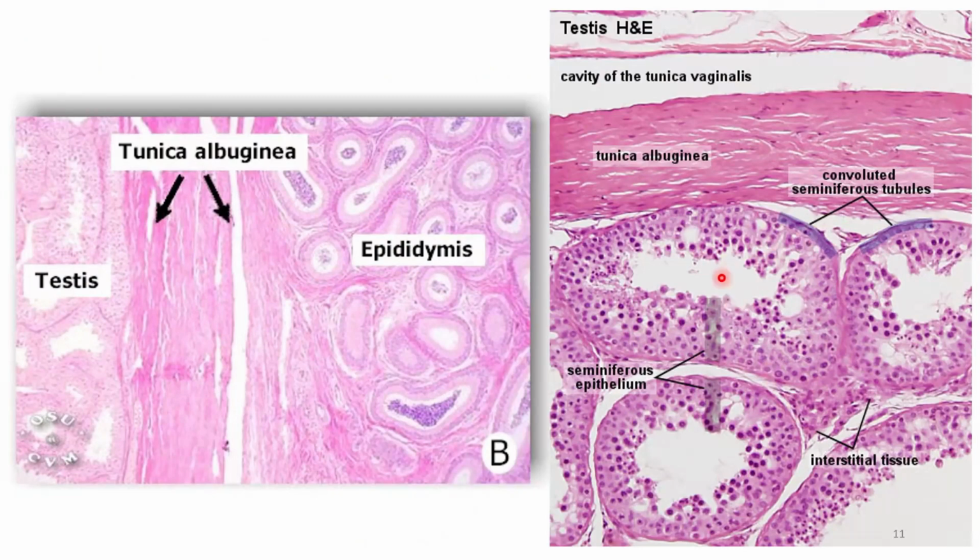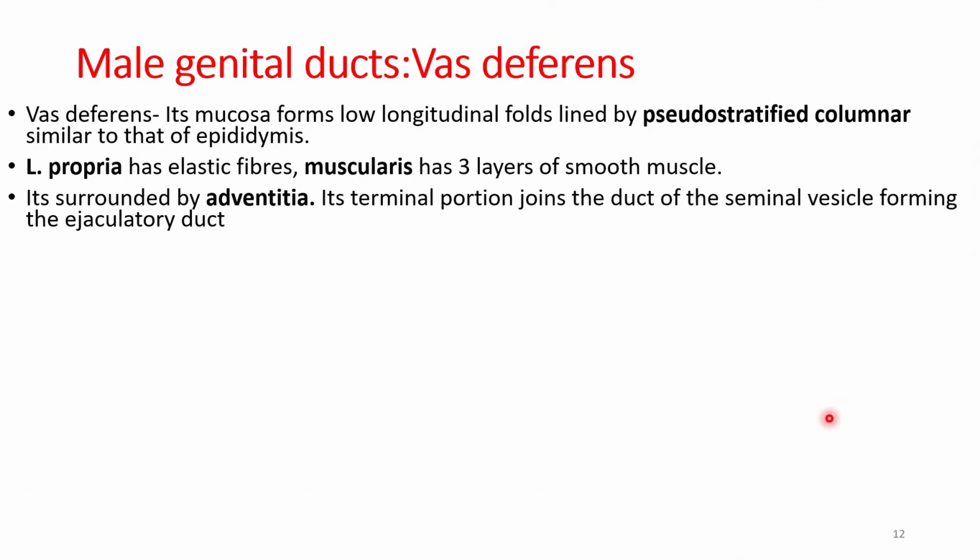These convoluted seminiferous tubules contain a complex stratified epithelium with the various cell types, and we saw the magnification of it. And then these are now the interstitial cells of Leydig, the interstitial tissue there. So from the epididymis, now we'll go to the vas deferens.